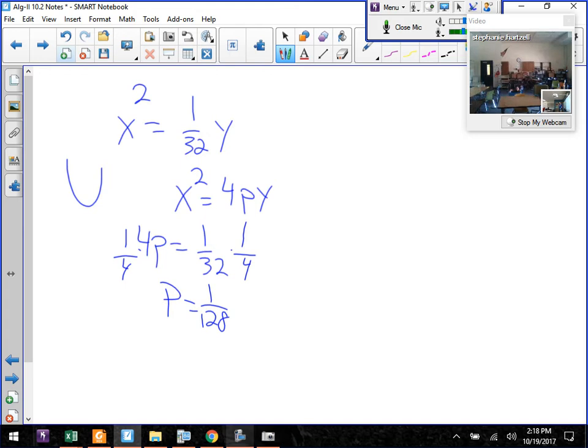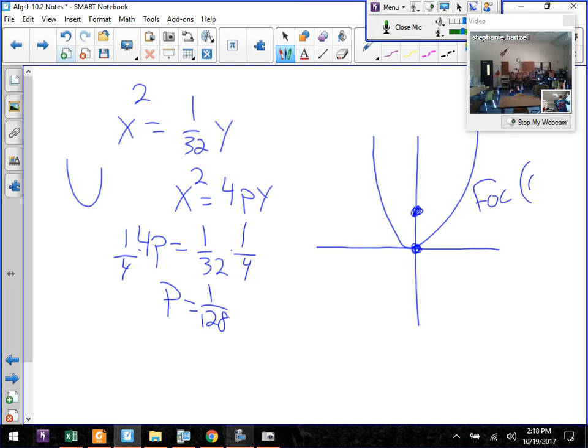So how far is the focus from the center? Not far at all, is it? Okay. We know it's opening upward. There's my center, opening up. There's my focus. The focus is at the ordered pair of 0, 1/128. Do I have to try and count it out correctly? No!